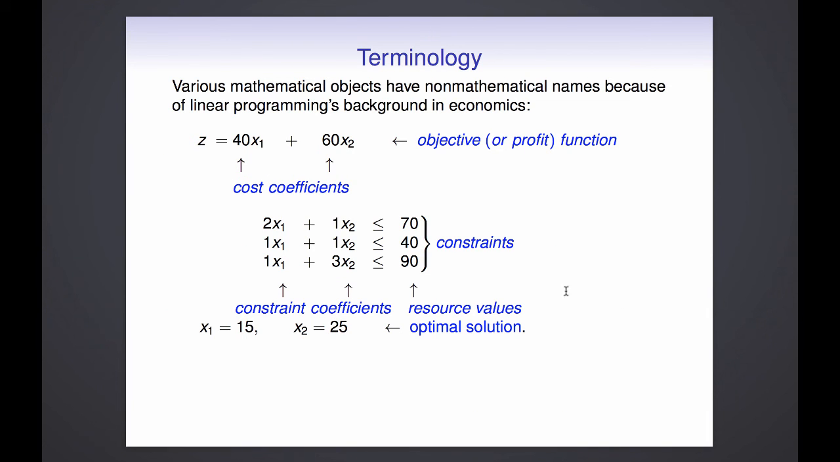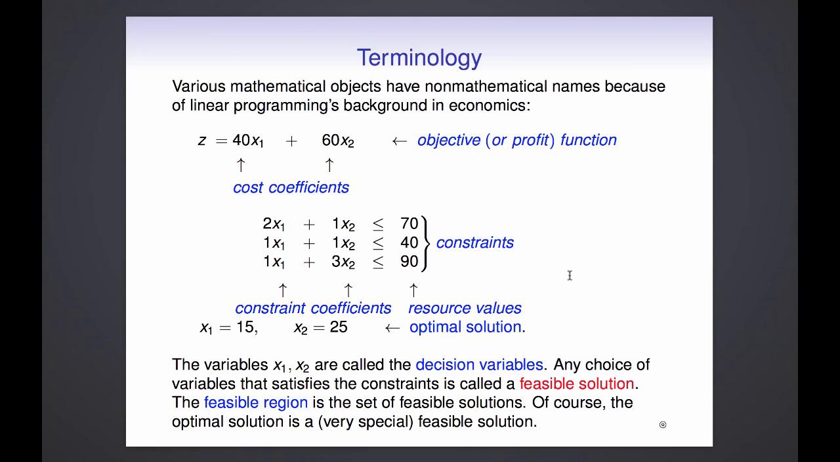So just finally, some terminology. The function we're trying to optimize here is called the objective function or the profit function. Its coefficients are called the cost coefficients. For our constraints, the numbers that appear next to the variables are the constraint coefficients. The numbers on the right hand side are called the resource values. And our answer, the x1 and x2 values, is our optimal solution, and that gives us an optimal value for z.